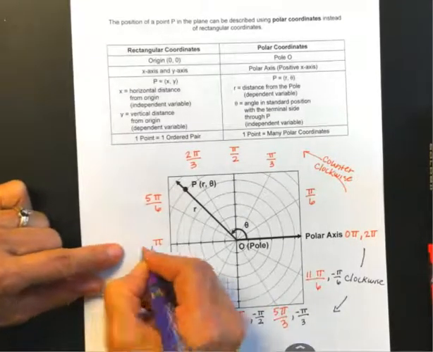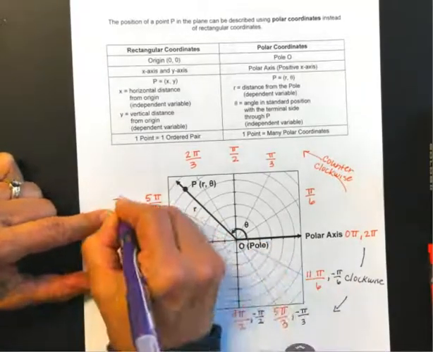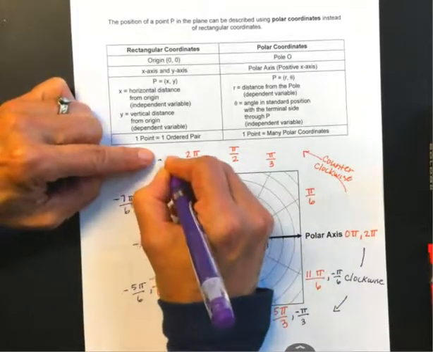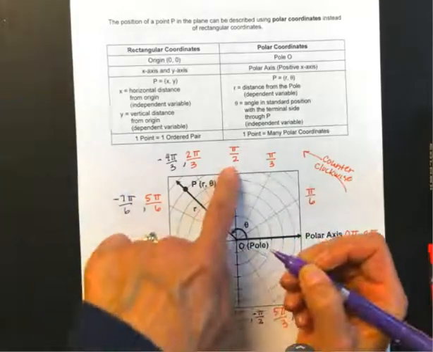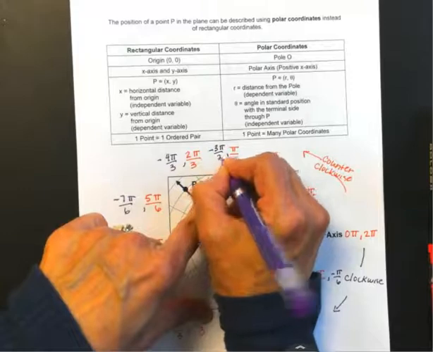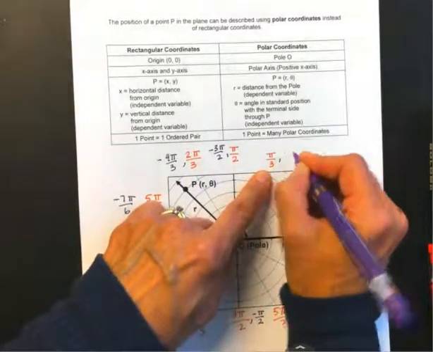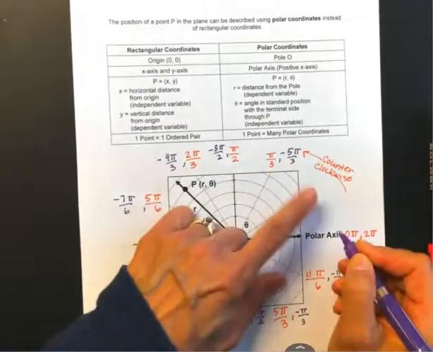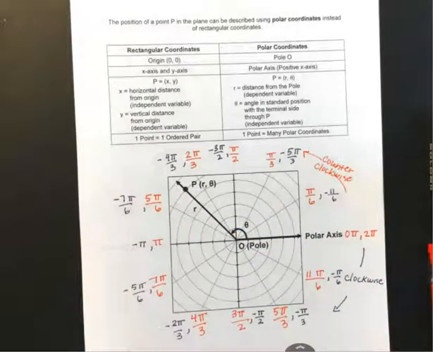Here's negative 6 over 6, which is just pi. Here's negative 7 over 6. Negative 8 over 6, but let's write negative 4 pi over 3. Negative 9 over 6, which is negative 3 pi over 2. Negative 10 over 6, which of course is negative 5 pi over 3. And then here's negative 11 over 6.